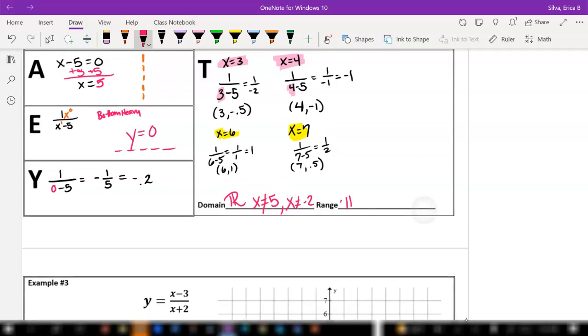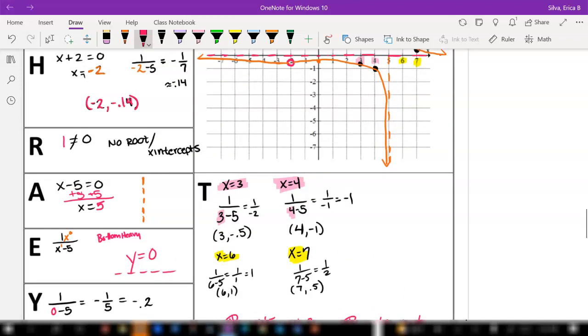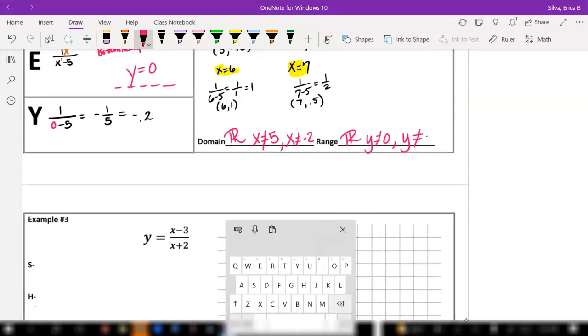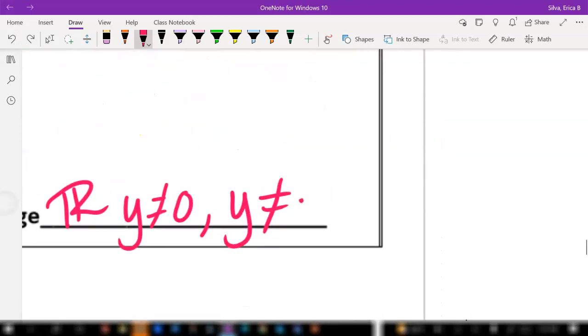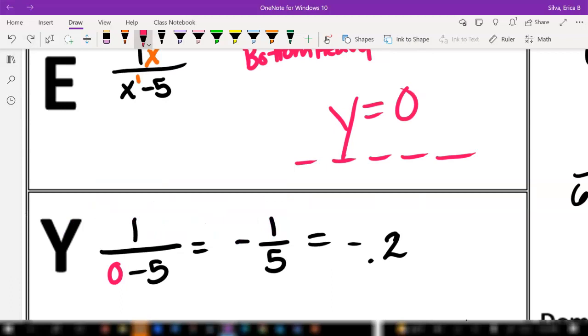And for the range, we've got all real numbers except where my asymptote is, and my asymptote is at 0. So it cannot include any y values at 0, or where my hole is. And my hole is at negative 0.14. So it's all of the y values except those two. So for this one, I'm going to use the fraction, because that negative 0.14 was more of an estimate, so we can graph it. So here we're just going to put negative 1 over 7.